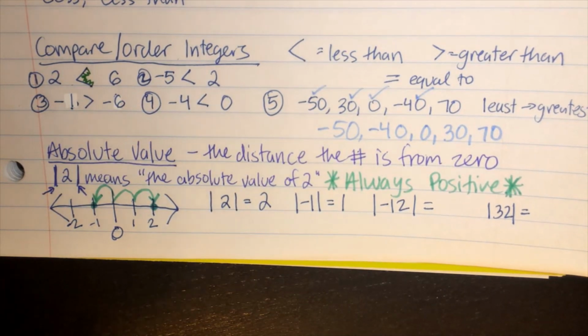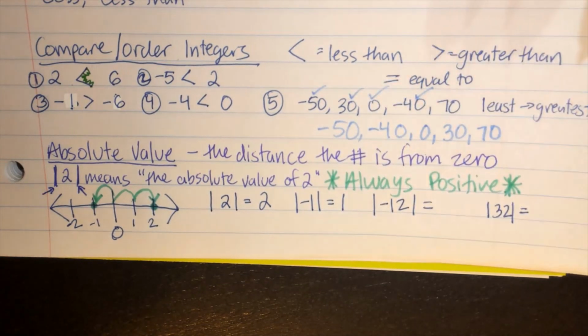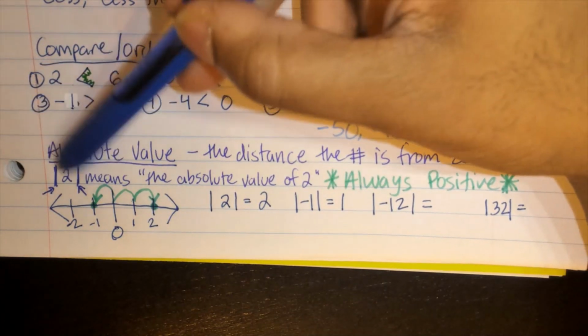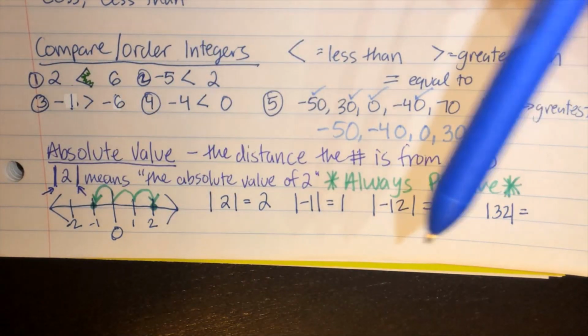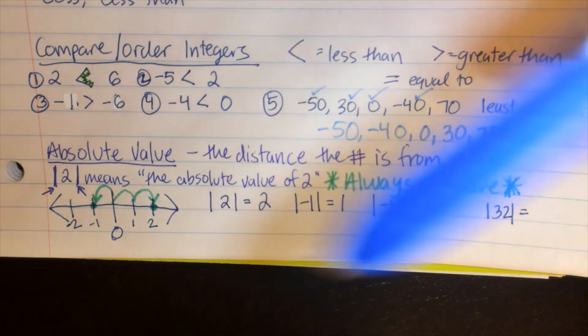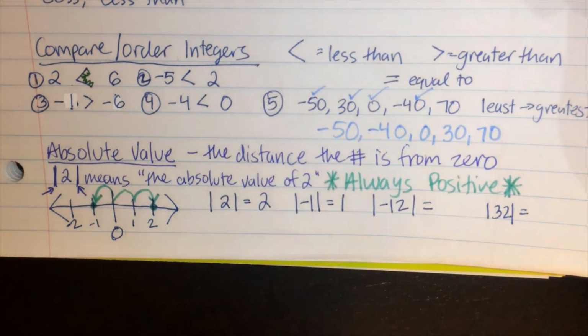Mr. Daniels, I don't understand the question. Okay, so what do those 2 lines mean, Isaac? What do we say those 2 lines mean? Equal? Not equal, right? Look over here. The 2 lines mean absolute value. Okay, so it means find out how far away from 0 that number is.